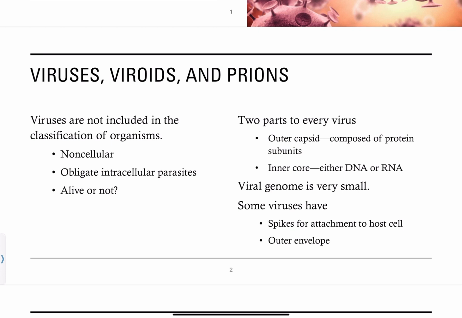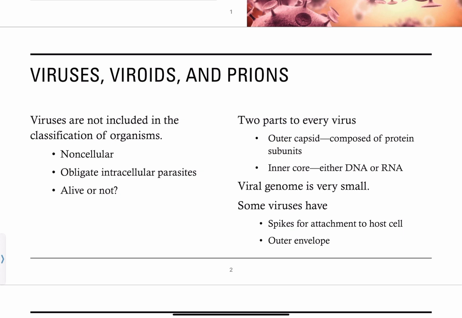Whether viruses are alive or not is still a hot debate among scientists. Most consider viruses to be non-living. They can reproduce and evolve, which are characteristics of life, but they can't metabolize or respond to stimuli without hijacking a host cell. So every virus has two basic components.